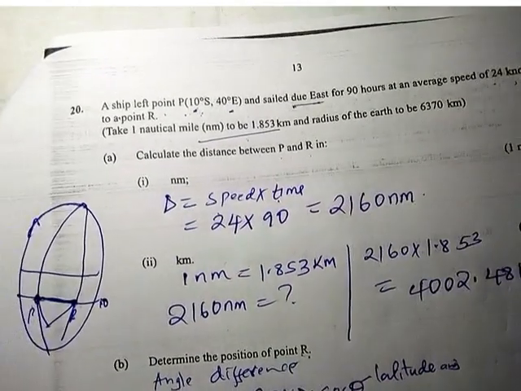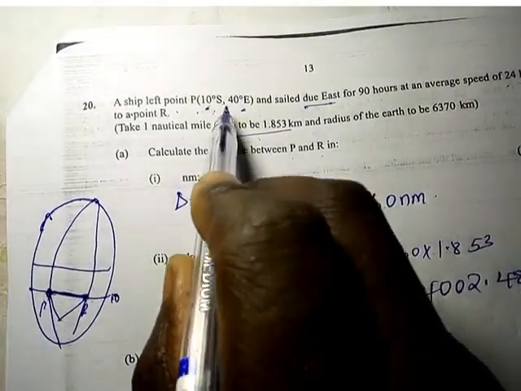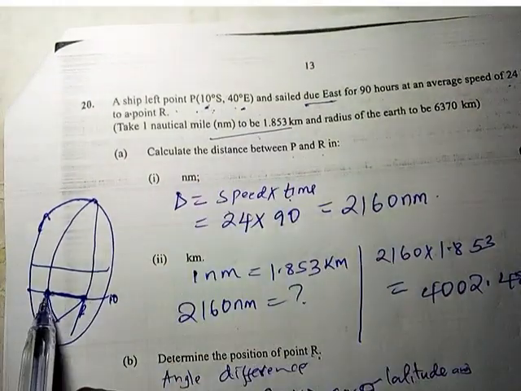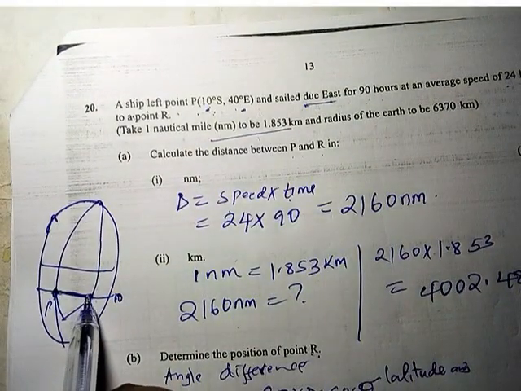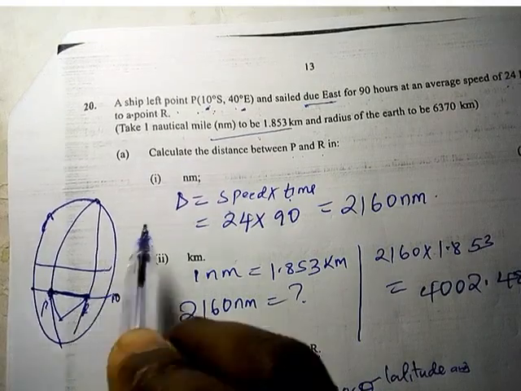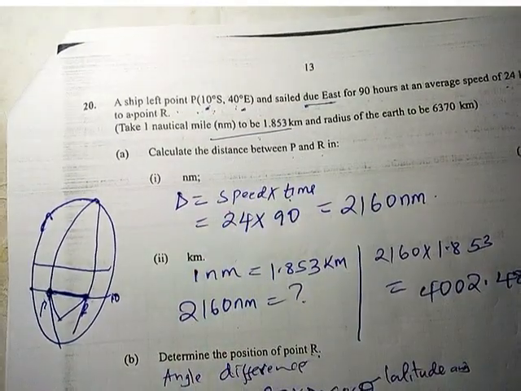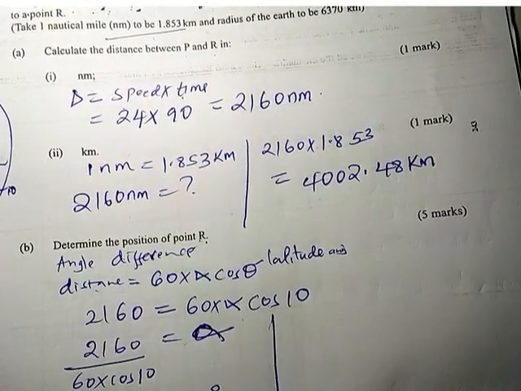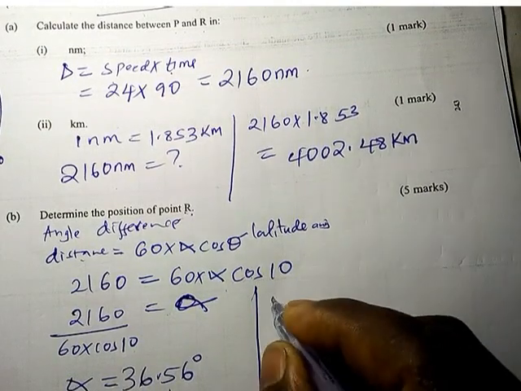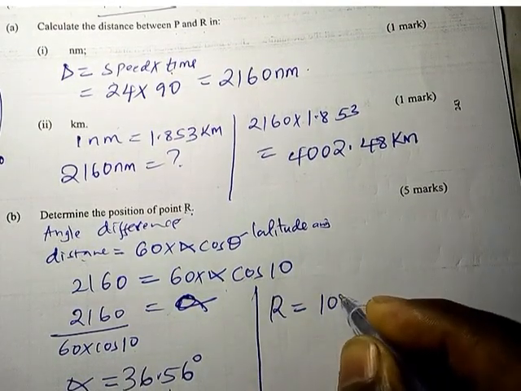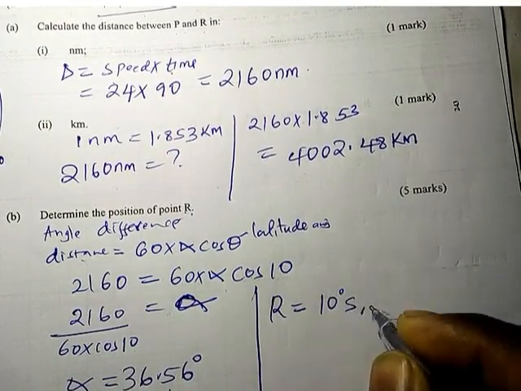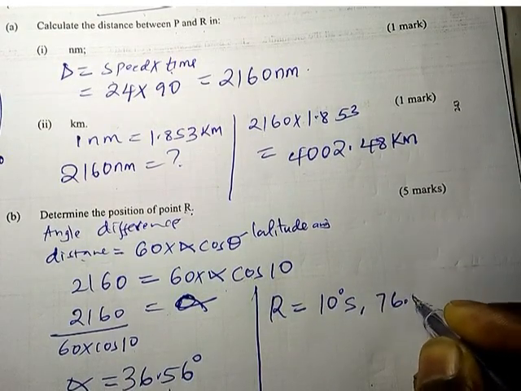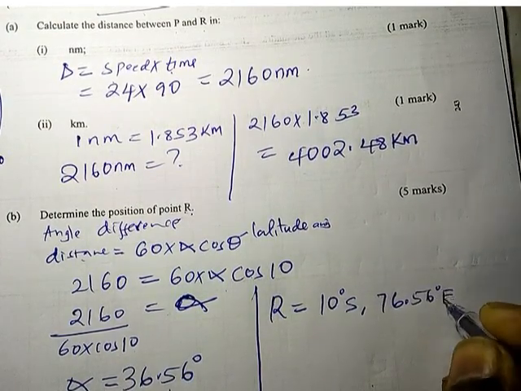Why have we done that? Because P is east. We see P is east and it has moved towards the east, so we add. So now R will be 10 degrees south, 76.56 degrees east.